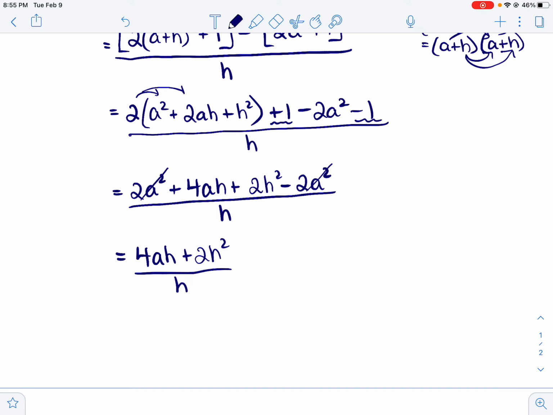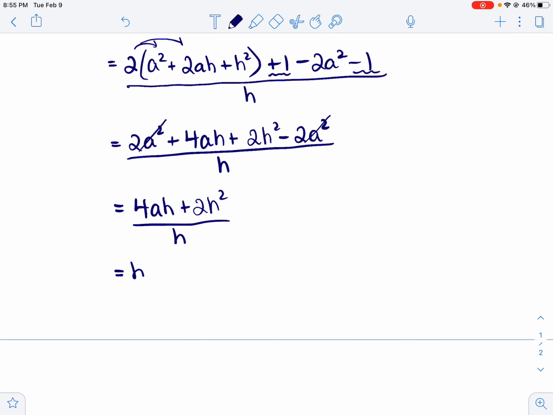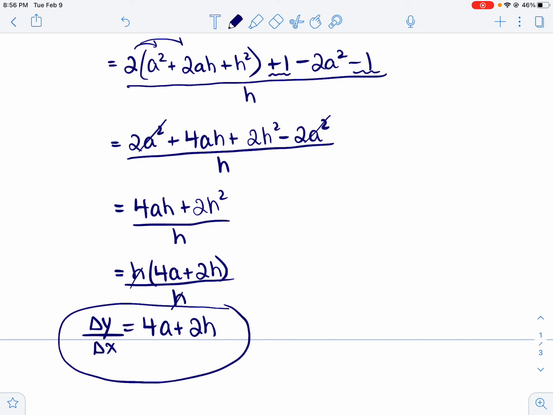I'm noticing that every term has an h in it. So I'm going to common factor out an h on top, leaving me with 4a plus 2h divided by h. And then the h's will cancel out. So I'm just left with 4a plus 2h, which is the slope of the secant. So a is like that point on our curve, and h is the distance to the next point.